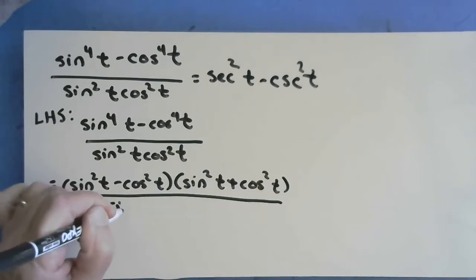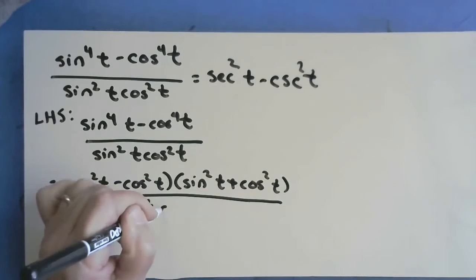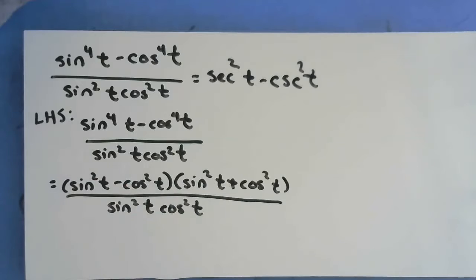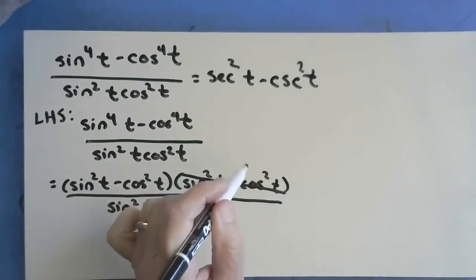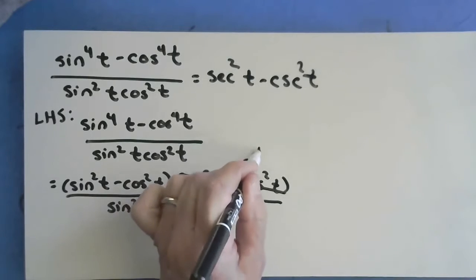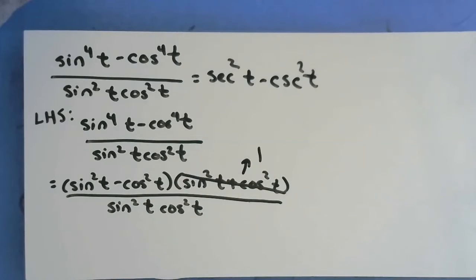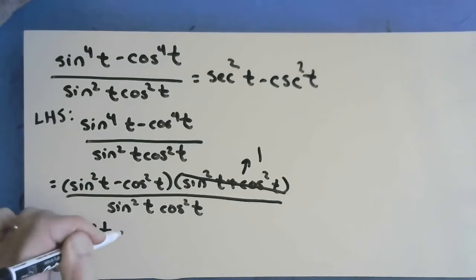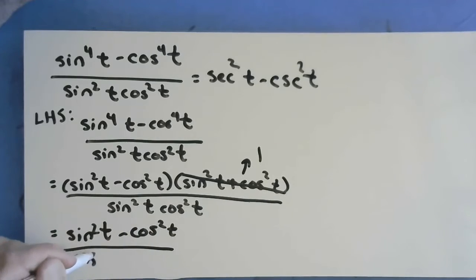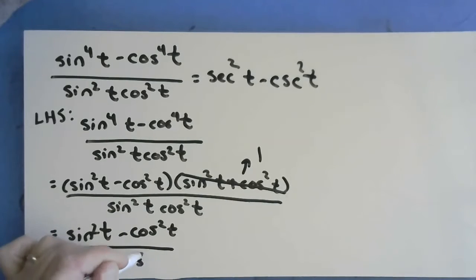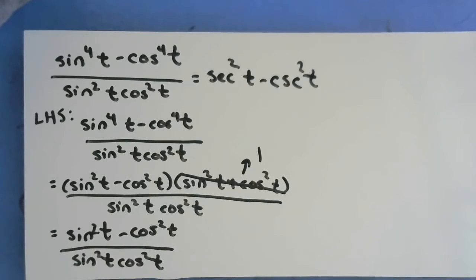I still write in my denominator sine squared t cosine squared t. And then, yippee, this sine squared t plus cosine squared t is just equal to 1 by the Pythagorean identity. So what I have is sine squared t minus cosine squared t all over sine squared t cosine squared t. Now, what can I do with this?